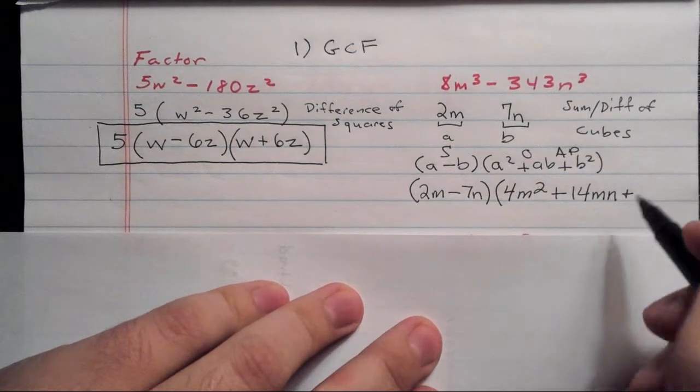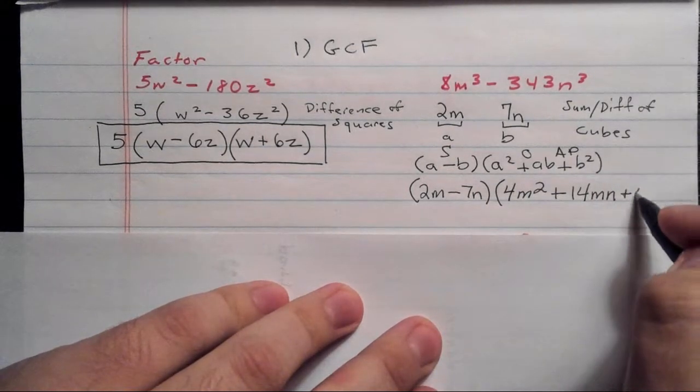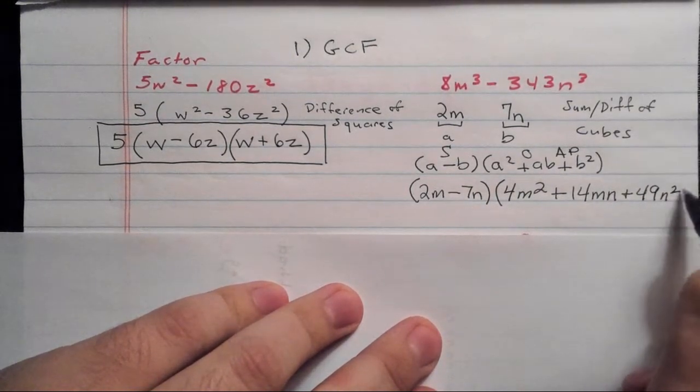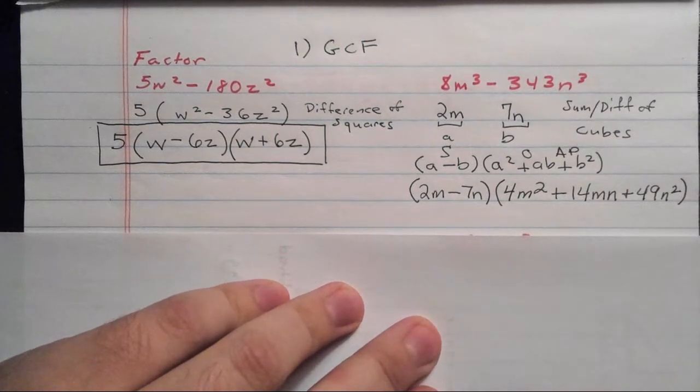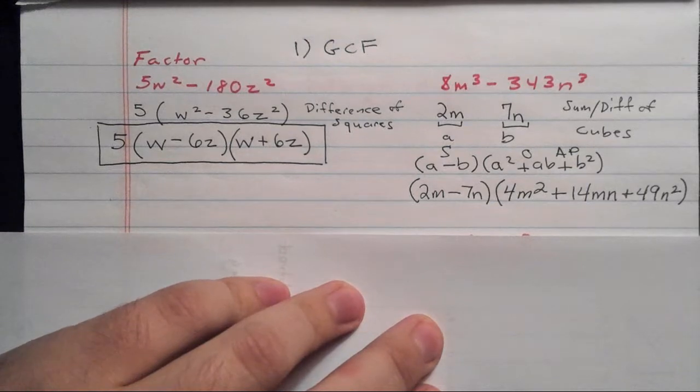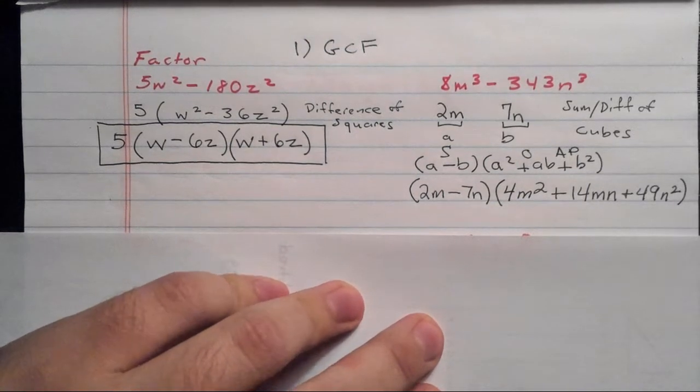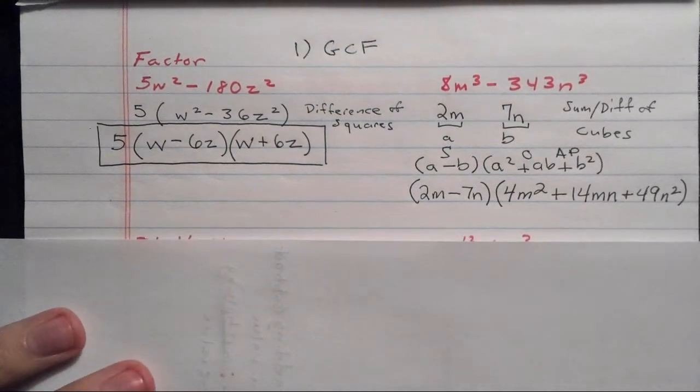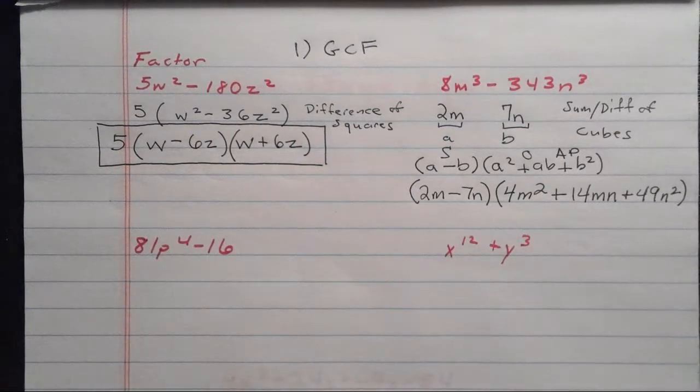And plus b squared. Well, I'm squaring 7n, which means I will get 49n squared. And then it's factored. That's how you factor a sum or difference of cubes. Let's go ahead and keep moving. We'll see a couple more binomials before we move on to any trinomials.